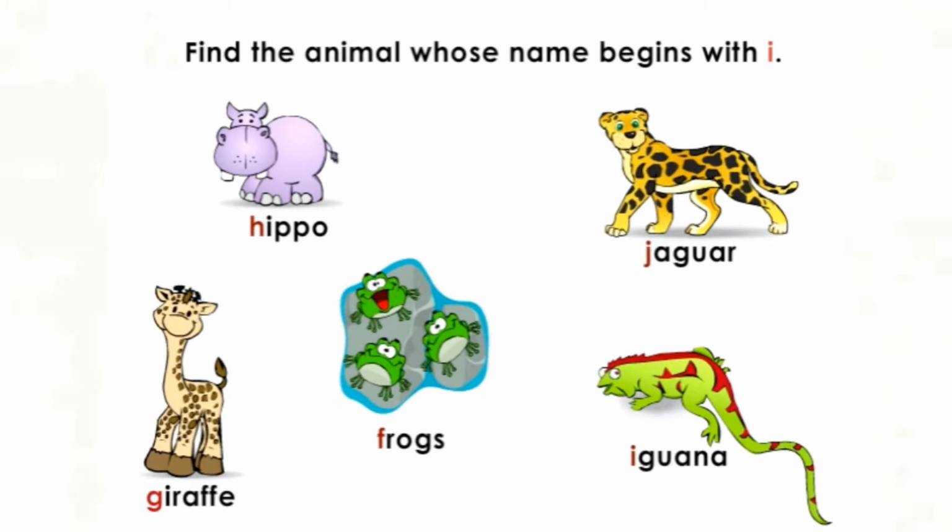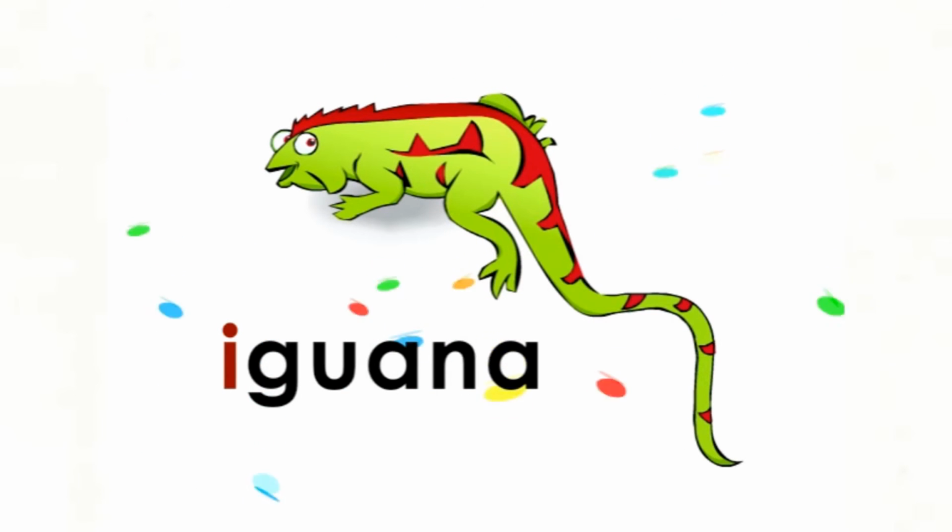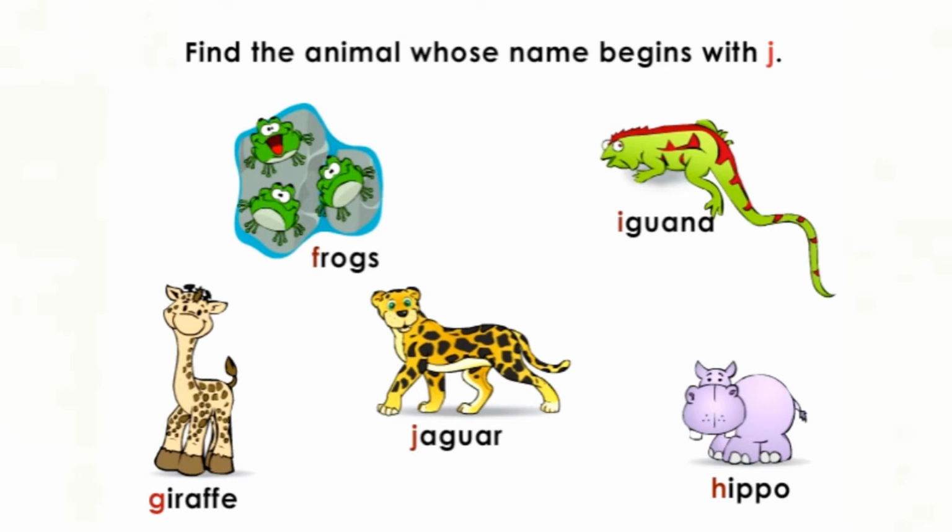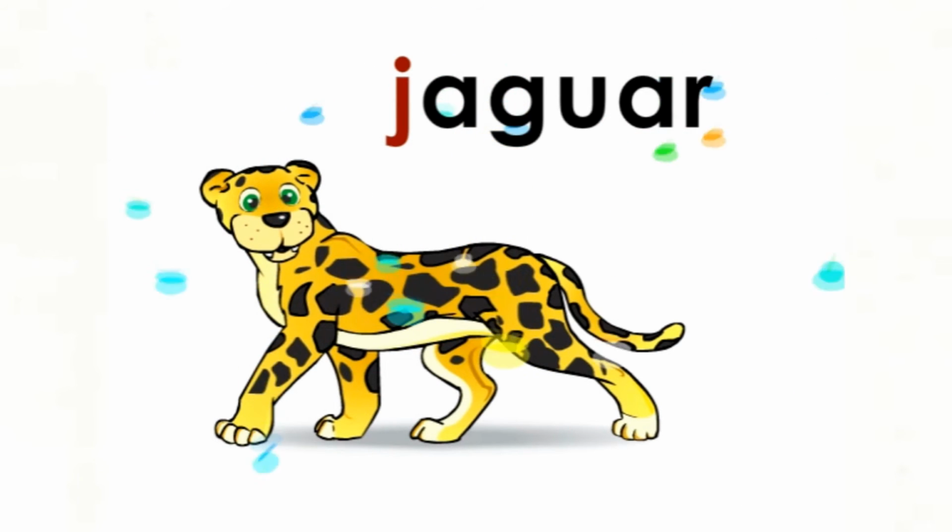Find the animal whose name begins with I. Good job! Iguana begins with I. Find the animal whose name begins with J. Excellent! Jaguar begins with J.